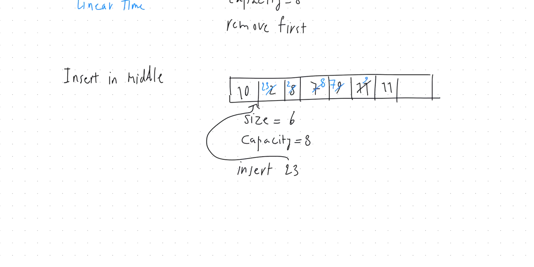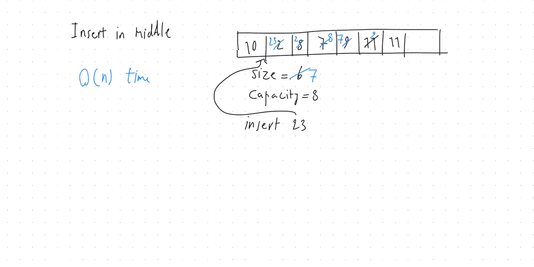And of course, we need to increase the size. So again, you see that in the worst case, I have to shift n minus 1 elements to the right, and that takes two steps for each one of them, 2 times n minus 1, and then I have one more assignment. So overall, a similar kind of argument tells you that it's linear time, order n time, some constant time. Now, the final operation is removing some elements from the middle.